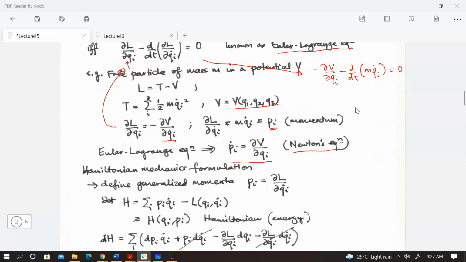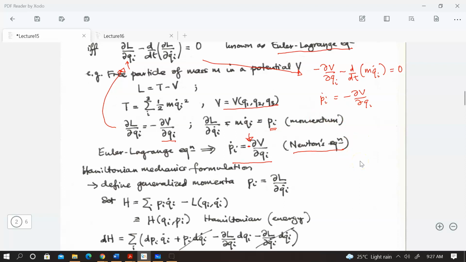Let's see if I can make this mistake go away. So I would really need a minus sign, so that you bring this to the other side. So I have p_i dot equals minus dV. Okay, so there's a mistake there.